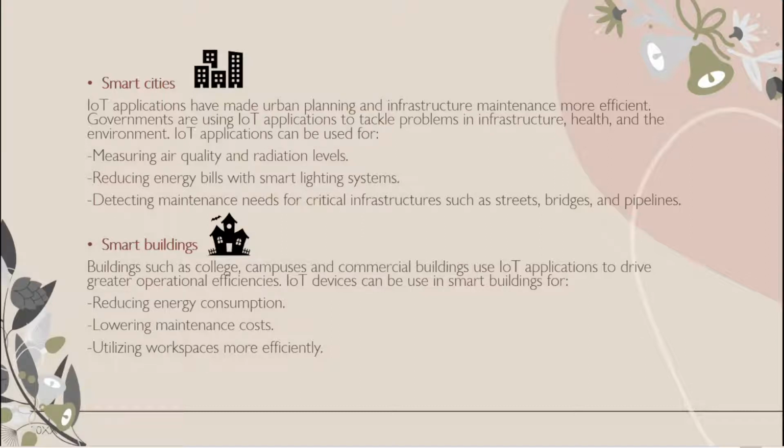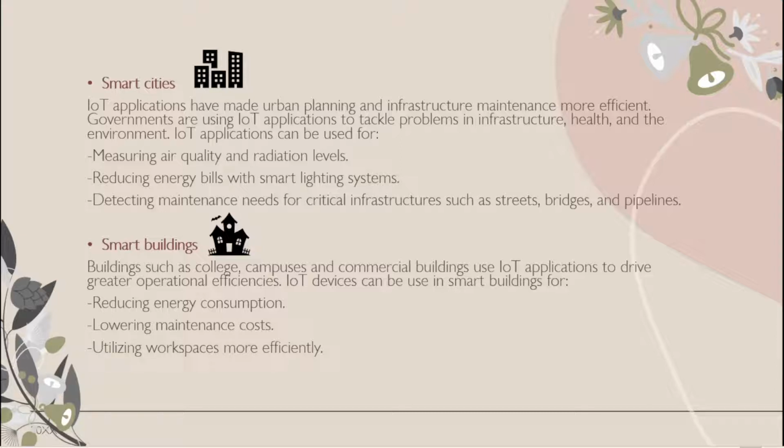The fourth example of IoT devices is smart cities. IoT applications have made urban planning and infrastructure maintenance more efficient. Governments are using IoT applications to tackle problems in infrastructure, health, and the environment. IoT applications can be used for measuring air quality and radiation levels, reducing energy bills with smart lighting systems, and also detecting maintenance needs for critical infrastructure such as streets, bridges, and pipelines.